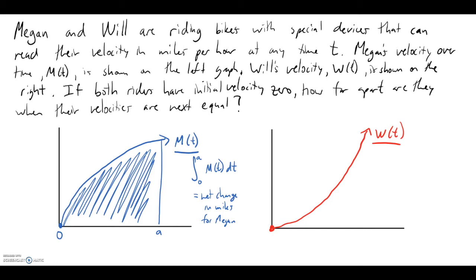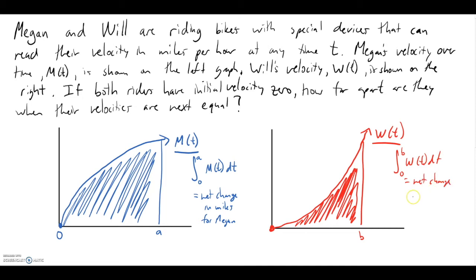Similarly, given Will's graph, we could figure out the same thing for him. From 0 when he starts to any time b, the integral of his rate function from 0 to b would give us his net change in miles.